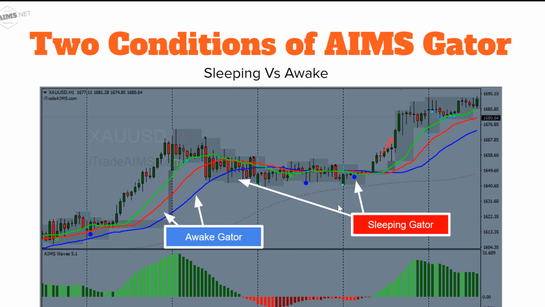You will go long around here, and so we want to use the awake Gator followed by a sleeping Gator, tight box and cross of 0 line. So if you have watched the other video of AIMS wave, you would have seen that close to 0 line is an important factor. So sleeping Gator and close to 0 line are 2 connected things.